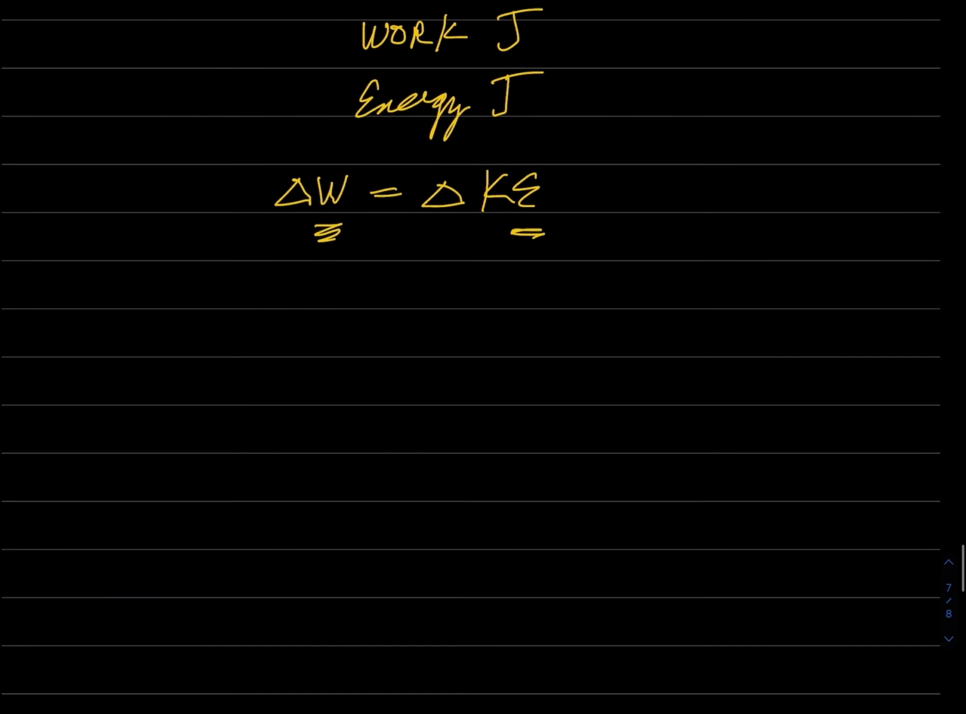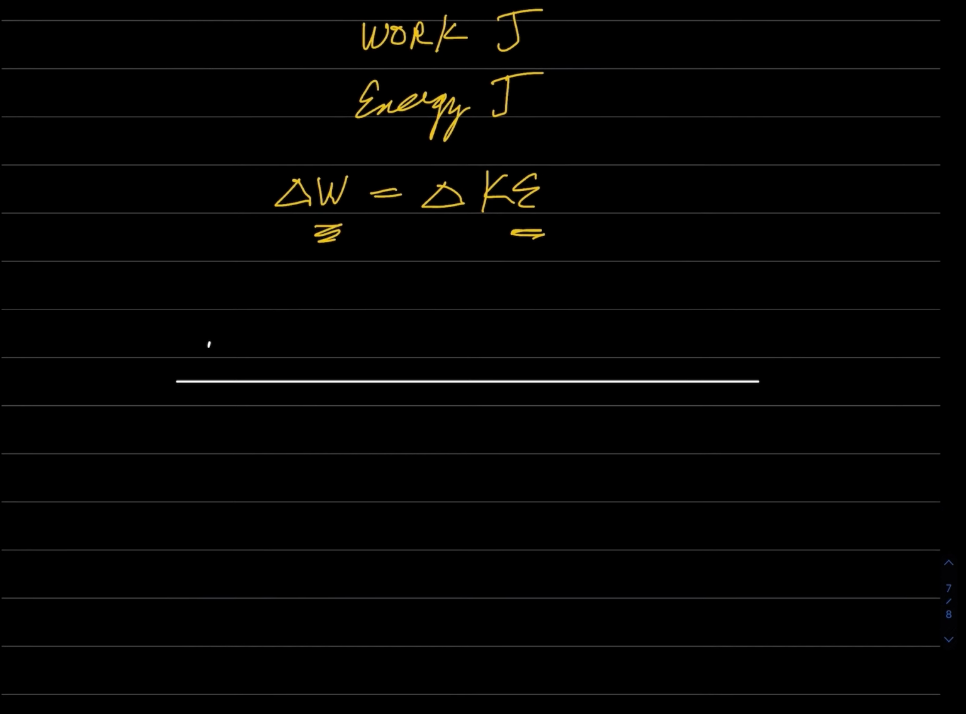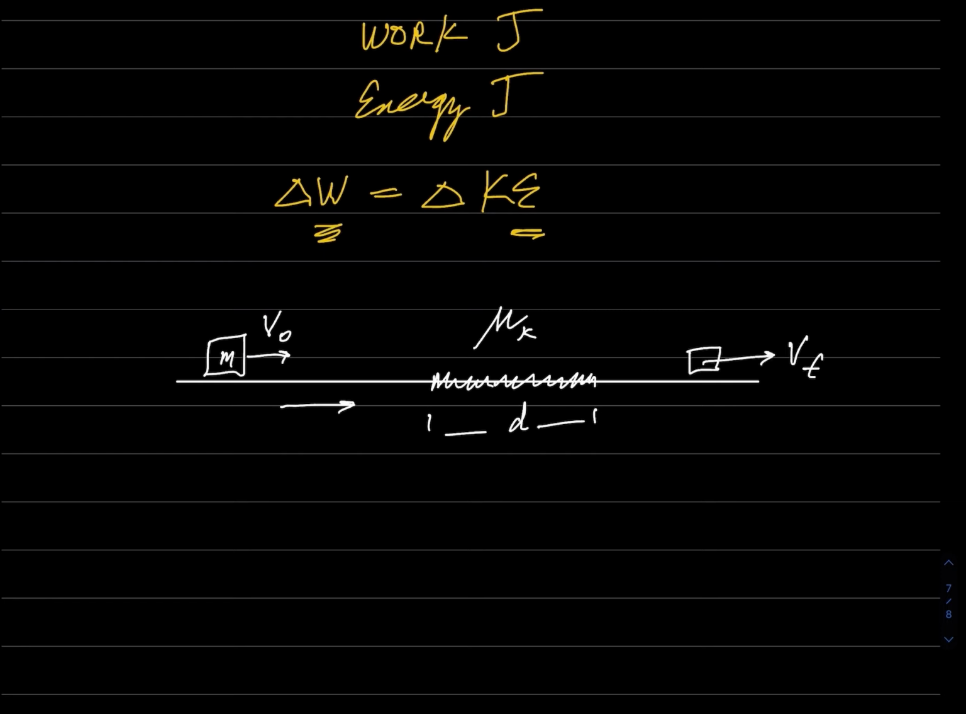So let's take a simple little situation. You have a mass on a frictionless surface traveling at a speed of v sub naught. So it has some kinetic energy, and it's going to travel across this frictionless surface, but it's going to run into a patch that is rough, that has friction. And the coefficient of kinetic friction there is mu sub k, and the length of this section is d. And after it passes that, we want to know what the final speed of the mass is.